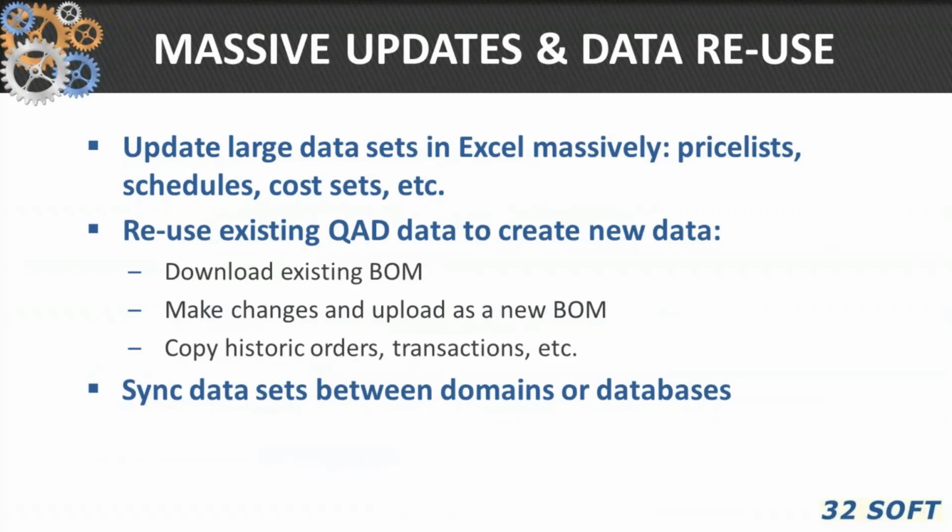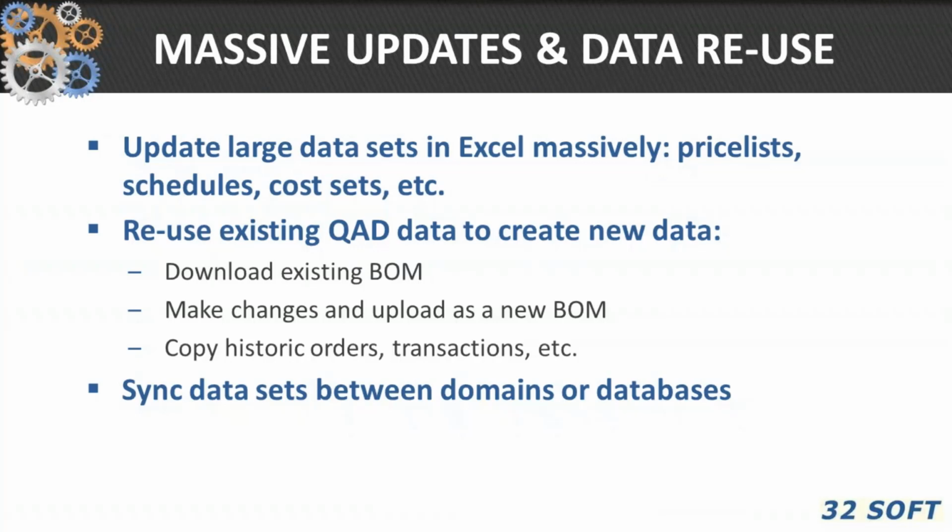Massive updates and data reuse. I mentioned that you can update large data sets in Excel easily, like price list, schedules, cost set, etc. You also can reuse existing QAD data to create new data. For example, you can download an existing bill of material, make changes, and upload as a new bill of material to the system. You can copy historic orders, make changes, and upload as new orders, or the same with other transactions. You can reuse what you already have, what QAD already knows about.